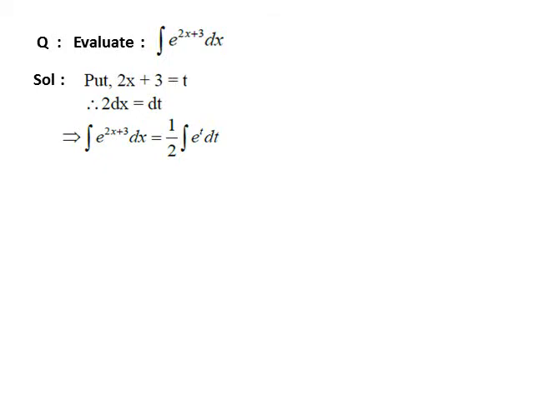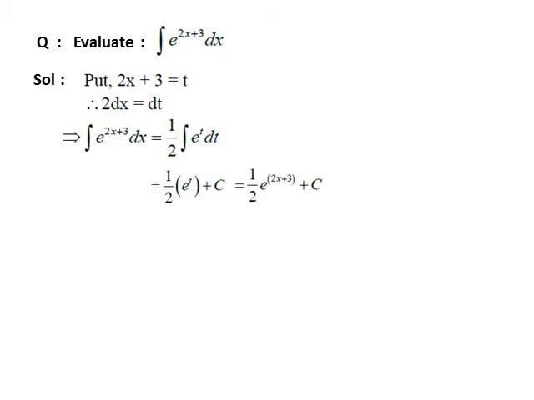So, we get integral of e raised to power 2x plus 3 with respect to x equals to integral of e raised to power t upon 2 with respect to t, which is equals to 1 by 2 integral of e raised to power t with respect to t. Now, integral of e raised to power t with respect to t is e raised to power t itself. So, we get 1 by 2 e raised to power t plus constant c.